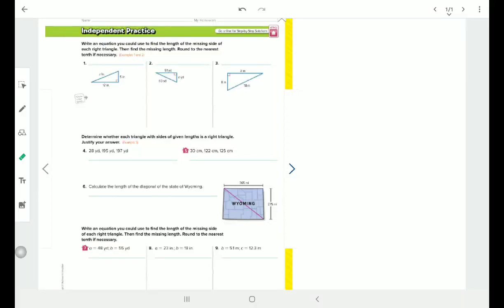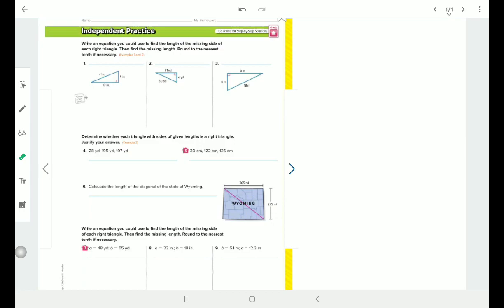Hello everybody, I hope you are doing well, and today's video is going to cover lesson 5-5, which talks about the Pythagorean theorem. The Pythagorean theorem specifically applies to right triangles. It's the special formula that compares the three sides of a right triangle, and it's the only triangle that this works for.